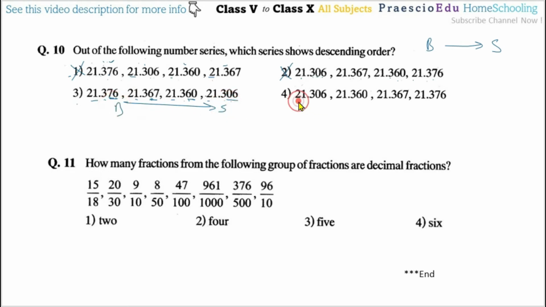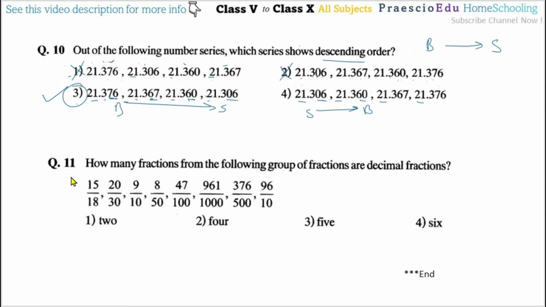Then option number 4, 21, 21, 21, 21, all integers are the same. So after the decimal here 3, 3, 3 and 3. So after this one 0, 6, 6, 0. No, this is in ascending order, from smaller to bigger. But we require the descending order, so option number 3 is the correct one.